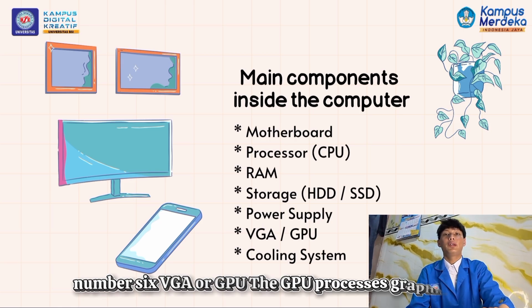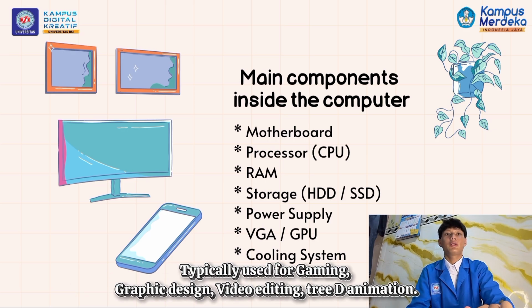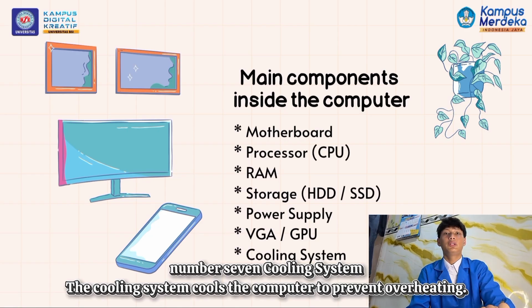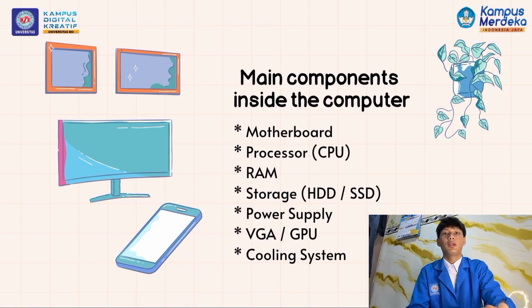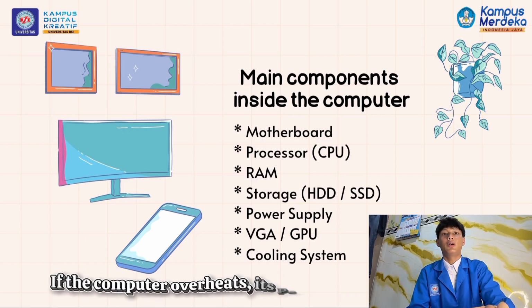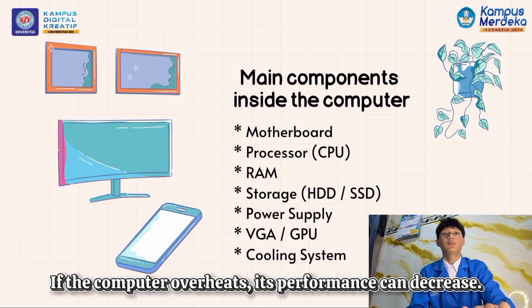Number 6, VGA or GPU. The GPU processes graphics, typically used for gaming, graphic design, video editing, and 3D animation. Number 7, cooling system. The cooling system cools the computer to prevent overheating. Example: fans, heatsink, and liquid cooling. If the computer overheats, performance can decrease.